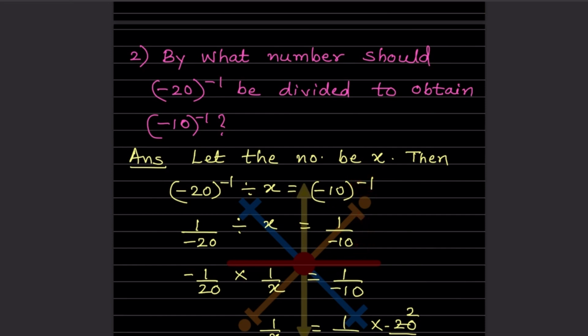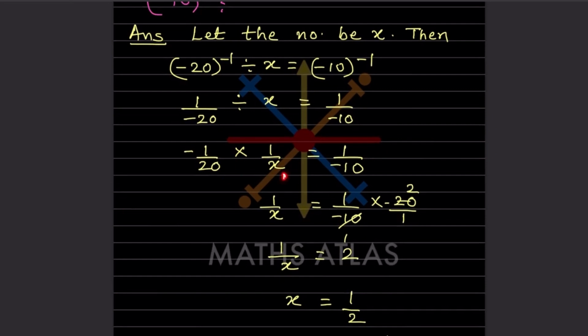Now see here, this will be as it is, but now we will make this division into multiplication. Since we have made this multiplication, this x is going to be 1 by x. This is as it is. If you take this on the other side, this is going to be minus 20 by 1. Minus 1 by 20, or if you write 1 by minus 20, both are the same.